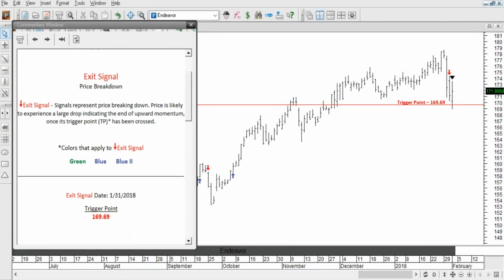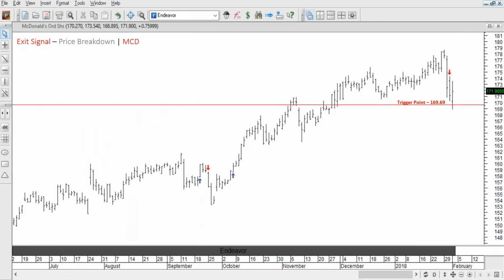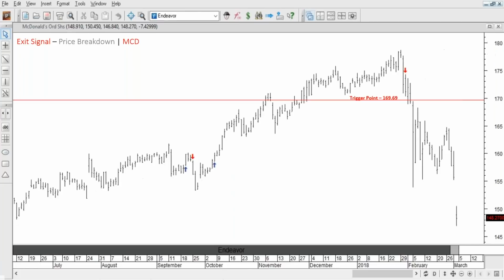The next day, even though price closes positive, you can see that it did cross the trigger point. So the signal is still confirmed, and you should expect price to start moving down. I'll move us forward in time so we can see how this turns out.